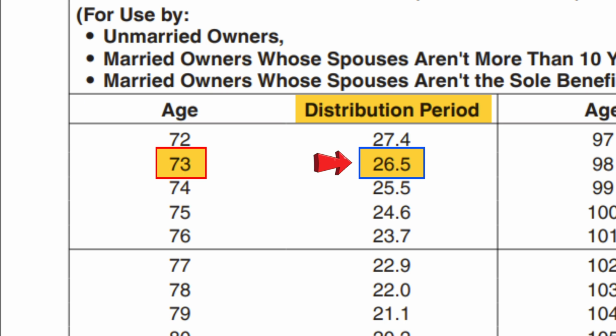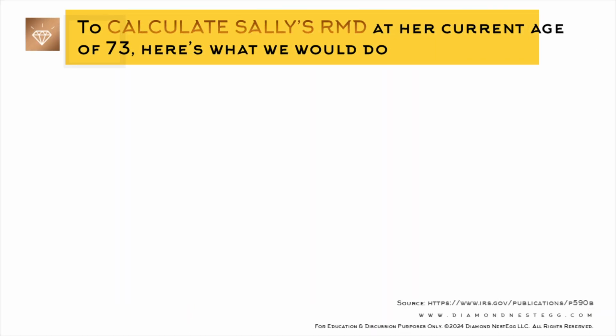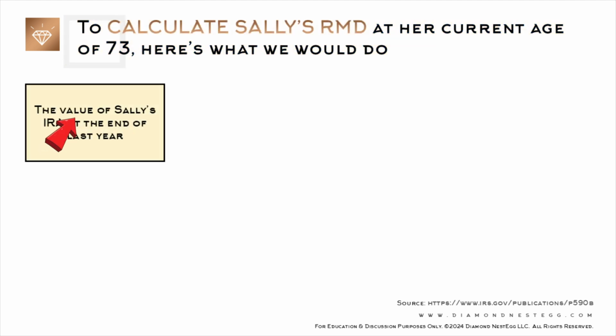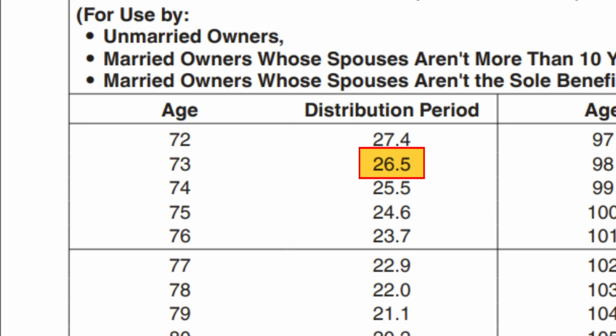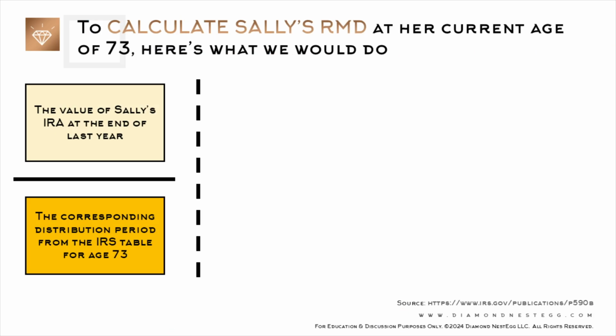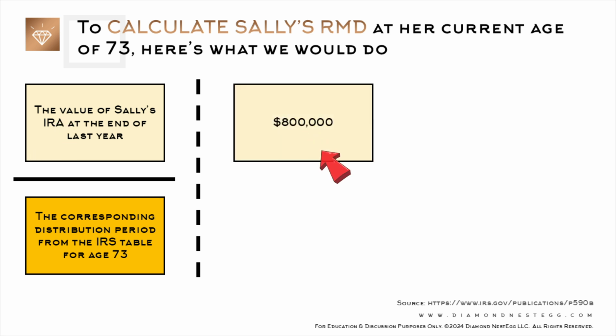Remember that number. To calculate Sally's RMD at her current age of 73, here's what we would do next. We would take the value of Sally's IRA at the end of last year and divide that amount by the corresponding distribution period from the IRS table for age 73. This 26.5 number here from before. Sally told us that the value of her IRA at the end of last year was $800,000.